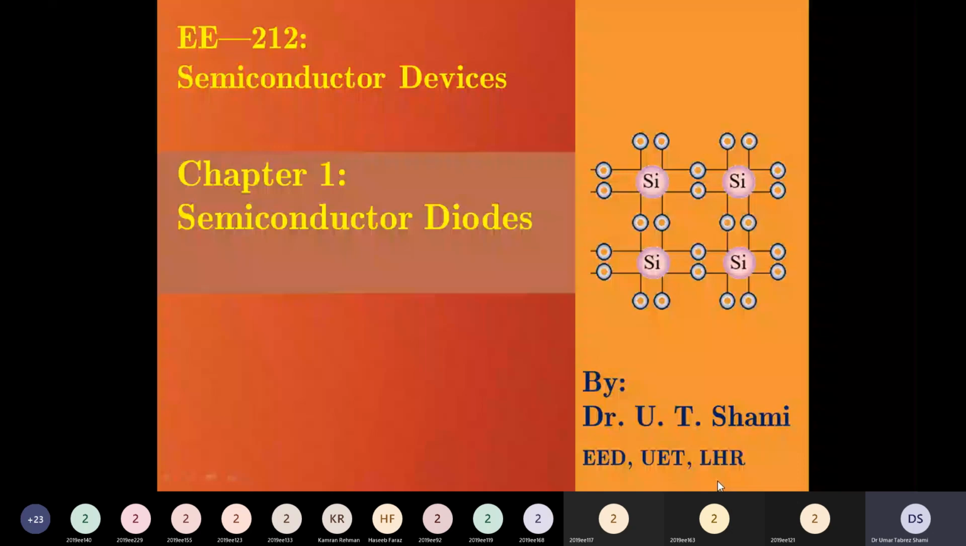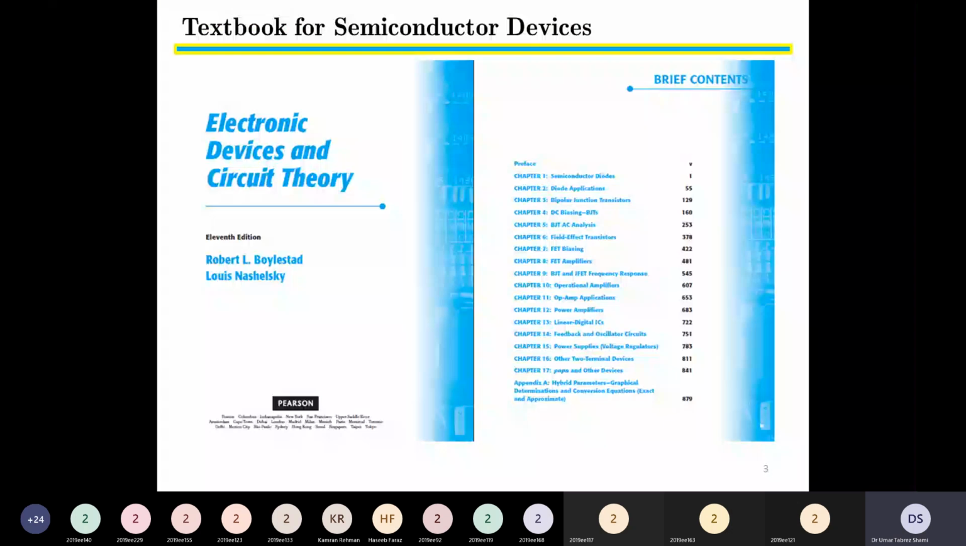Okay, so last time we started with chapter number 1, semiconductor diodes, and I have made slight changes in the slides. This is the slide that demonstrates the required textbook. This is our front cover and brief contents of the textbook that we are following.